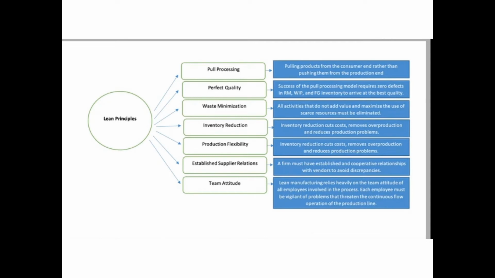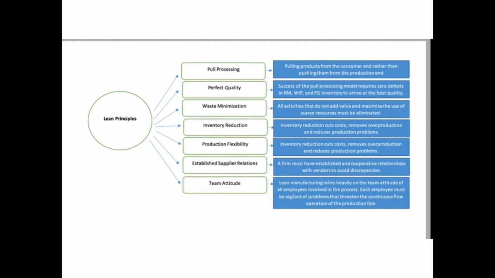This illustration shows the principles of the lean manufacturing model. Definitely, we have here the seven lean principles. The first one is pull processing. The second one is perfect quality. The third one is waste minimization. The fourth one is inventory reduction. The fifth one is production flexibility. The sixth one is established supplier relations, and the seventh one, which is very important to all operations, is the team attitude.